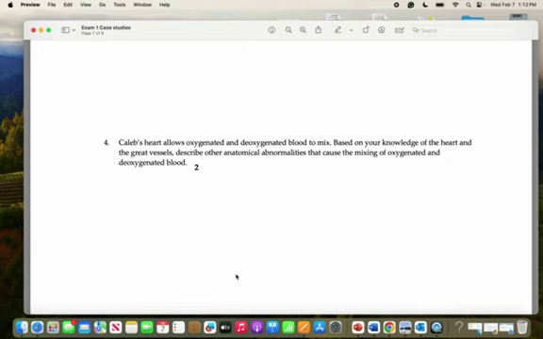Question number 4 is asking that Caleb's heart, this person in concern, allows mixing of oxygenated and deoxygenated blood. Okay. So based on your knowledge of the heart and the vessels, remember, describe the anatomical abnormalities that can cause mixing of oxygenated and deoxygenated blood. So one abnormality you will tell me about based on the anatomical problem in the heart itself, and one related to the vessels.